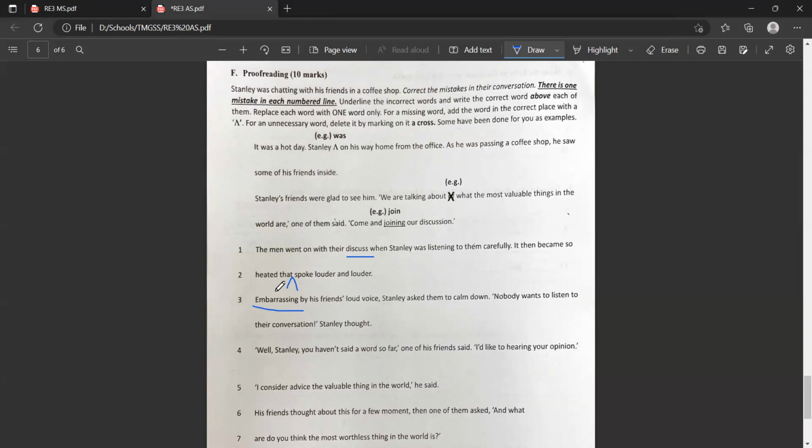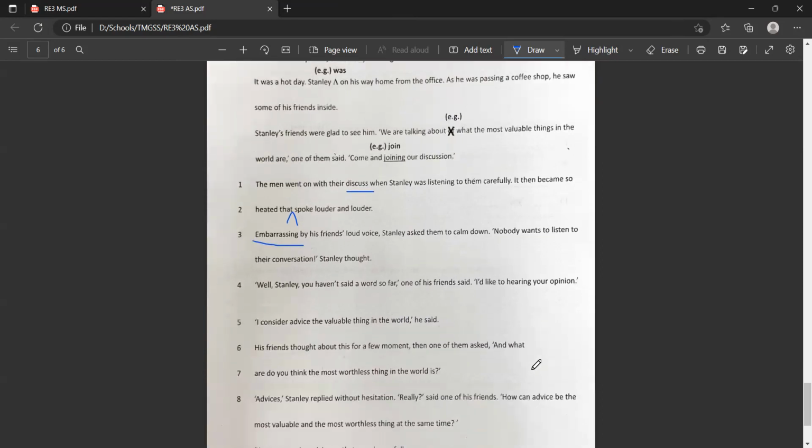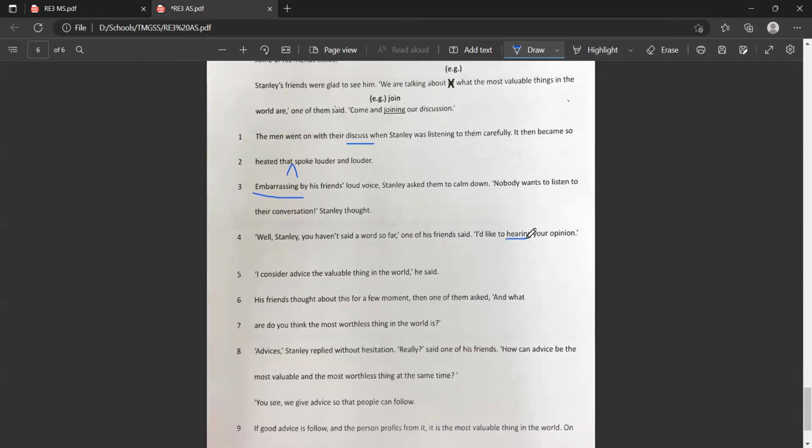Nobody wants to listen to the conversation, Stanley thought. Well, Stanley, you haven't said a word so far, one of his friends said. I'd like to hearing your opinion. Hear your opinion. No ing, okay? I consider advice the valuable thing in the world, he said.